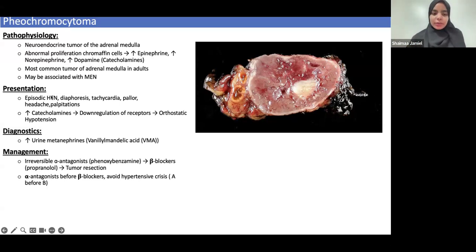But usually they're going to present with the hypertension, sweating, panic attacks, palpitation, all the excessive sympathetic activities. Usually you'll find in their urine something called vanillylmandelic acid. I just remember it as vanilla. I see vanilla, it's Pheochromocytoma.